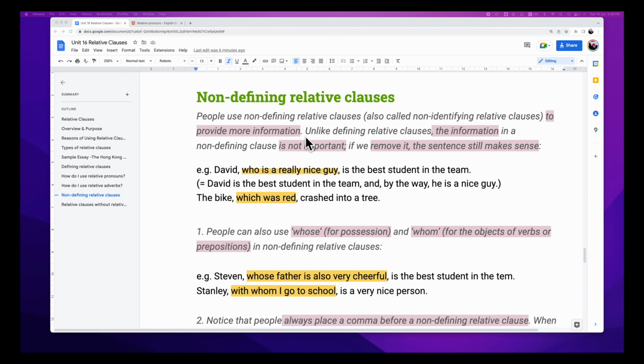This video is about relative clauses. Let's get started. Today, we talk about non-defining relative clauses. Let's take a look at how many different areas we have to take care of. There are 4 areas we have to take care of.